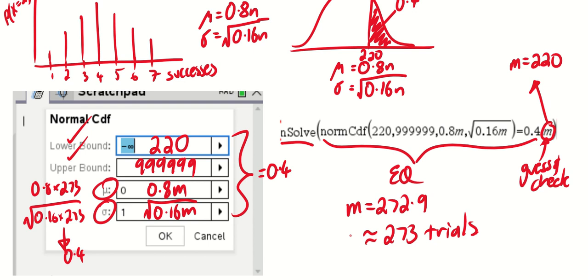So it's a pretty hard problem, but utilize the power of your graphics calculator to either guess and check by yourself or use whatever numerical solving ability it has to solve the problem for you. All right, good luck.